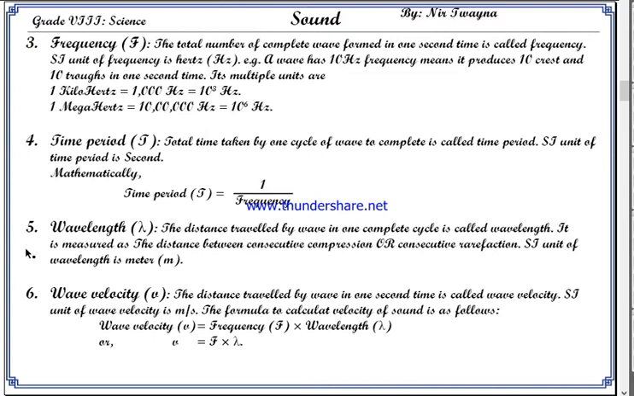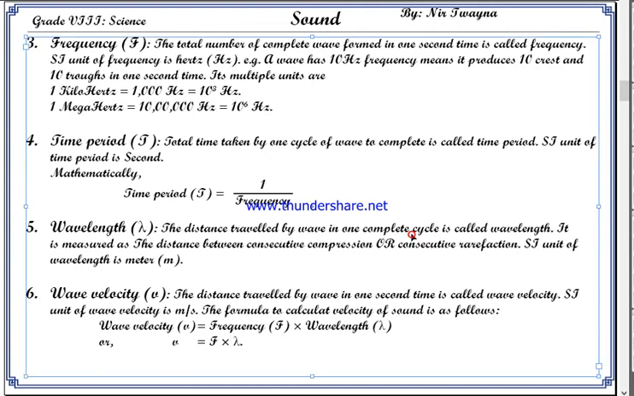Wavelength means the distance traveled by a wave in one complete cycle. And wave velocity means the distance traveled by a wave in 1 second. See the difference between these two terms. Wavelength is the distance traveled by a wave in one complete cycle, and wave velocity is the distance traveled by a wave in 1 second. Only that much is the difference.